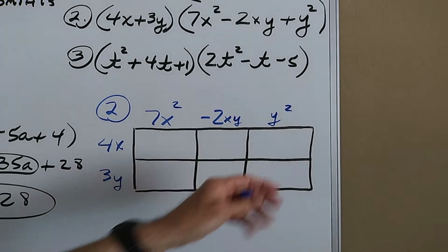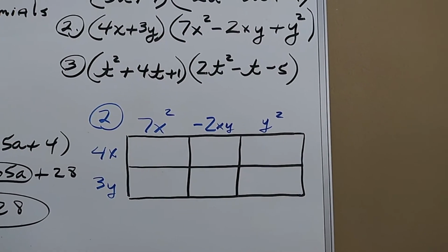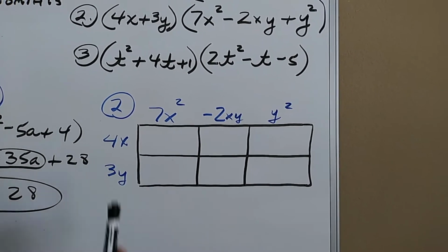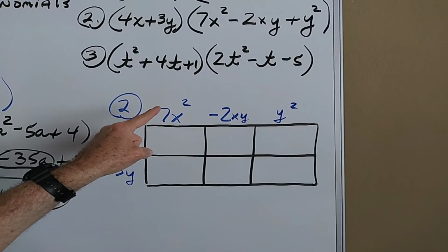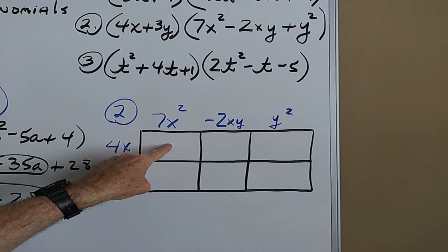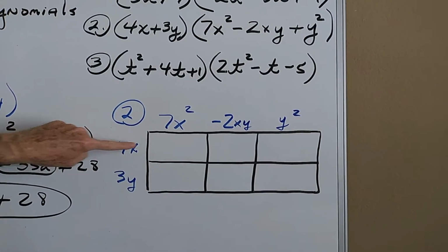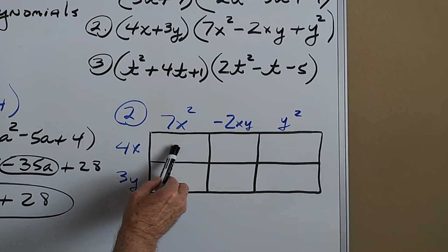And then we fill in all 6 boxes, and then we'll combine like terms. How do we fill them in? By multiplying the title of the column that the box is in multiplied by the title of the row that the box is in. So let's start with this upper left box.